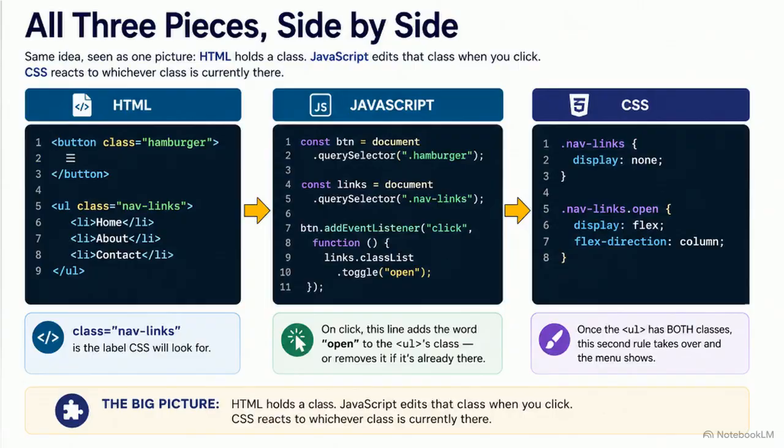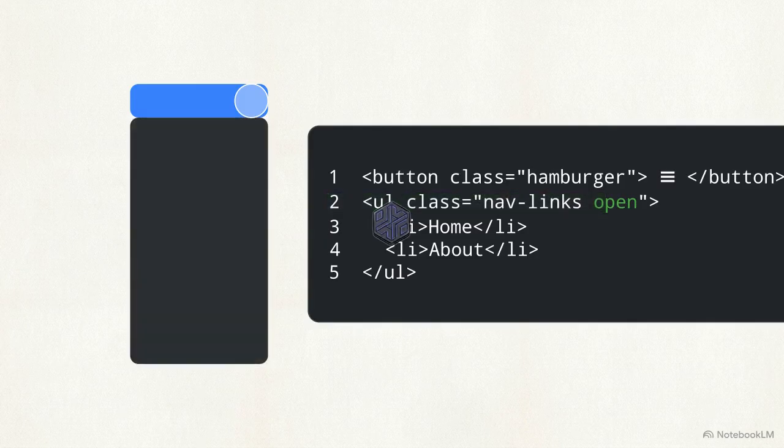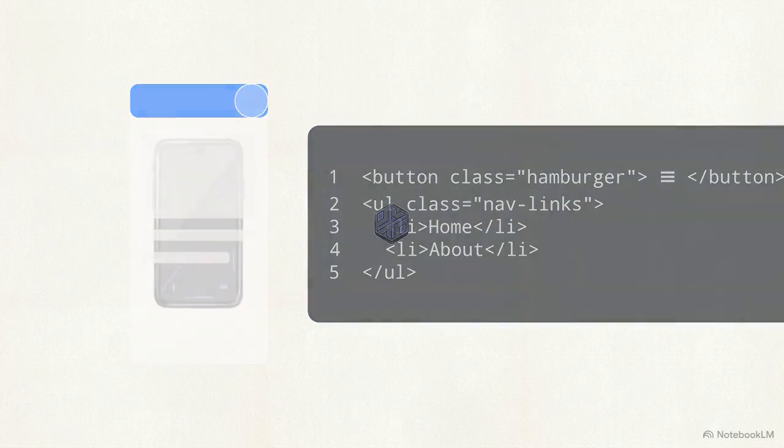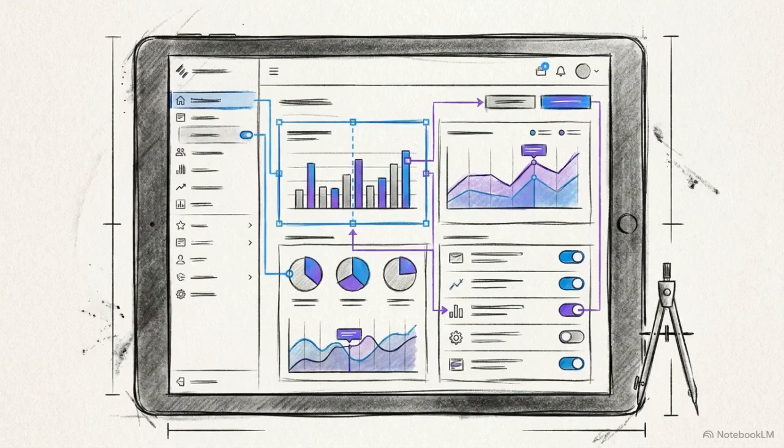When the user taps the icon, the JavaScript detects the click and dynamically injects the word open into the HTML class list. The CSS reads that new class and instantly displays the vertical menu. A second tap removes the word, hiding it again. CSS dictates how the interface looks, but JavaScript is required to make it function. Connecting the two marks the point where you stop building static documents and start building interactive web applications.